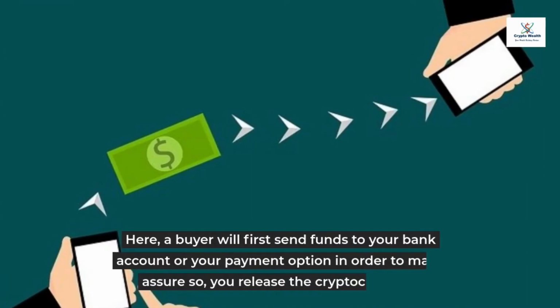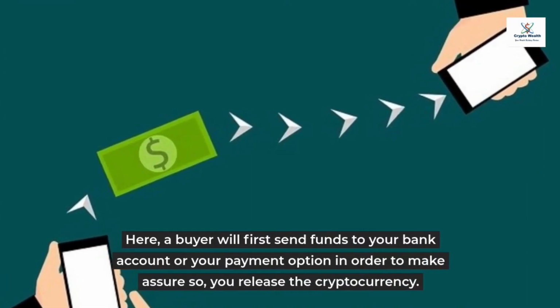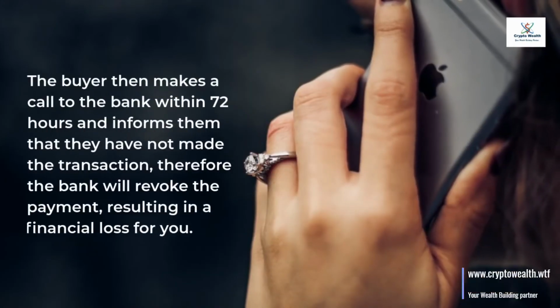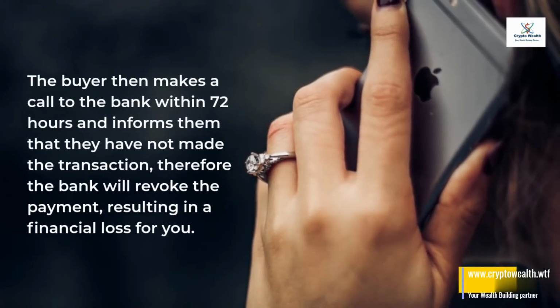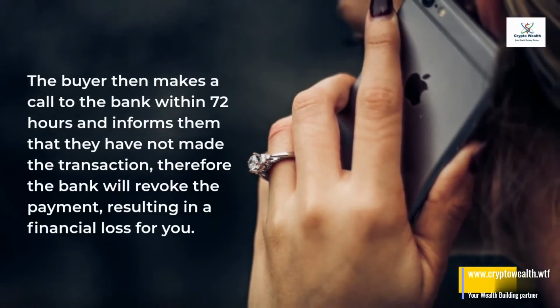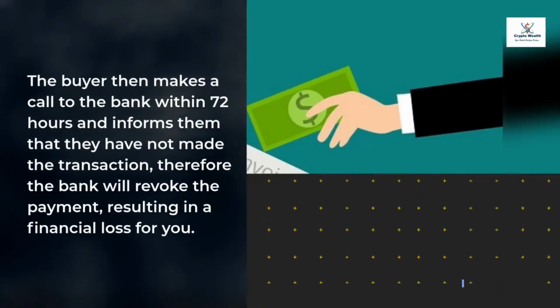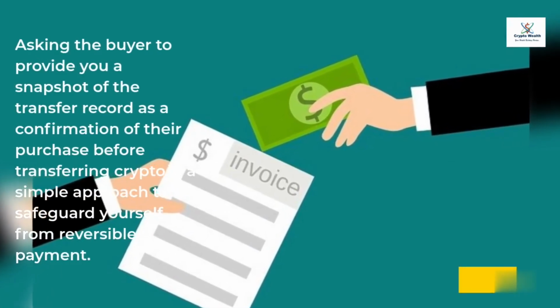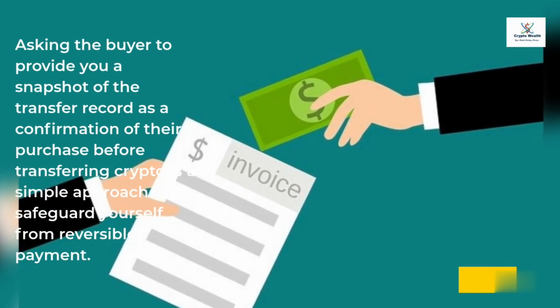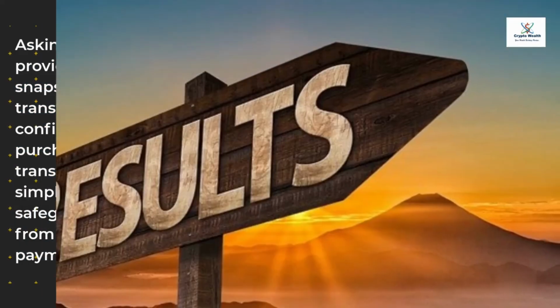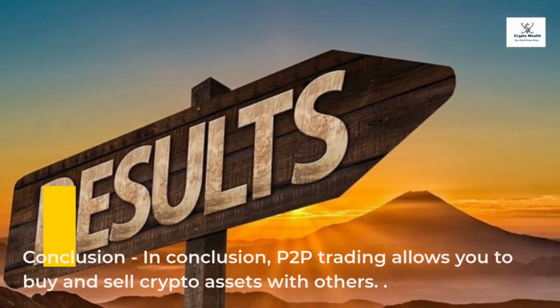2. Reversible payments. Here, a buyer will first send funds to your bank account or your payment option in order to make sure you release the cryptocurrency. The buyer then makes a call to the bank within 72 hours and informs them that they have not made the transaction, therefore the bank will revoke the payment, resulting in a financial loss for you. Asking the buyer to provide you a snapshot of the transfer record as a confirmation of their purchase before transferring crypto is a simple approach to safeguard yourself from reversible payment.